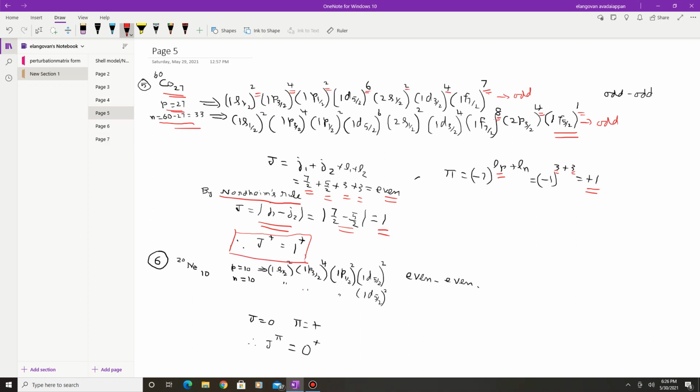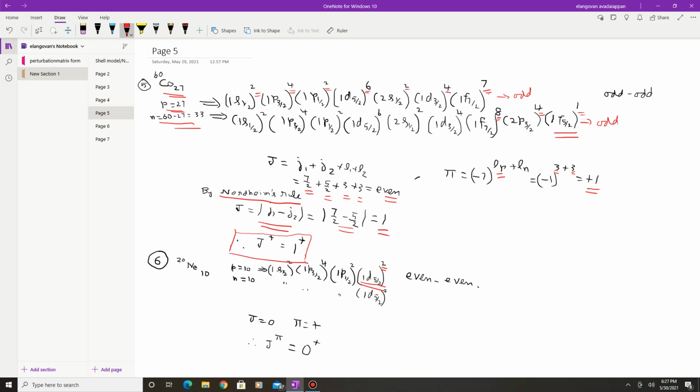Now for the next problem, neon, P is 10, N is 10. So you write down the level sequence: 1s 1/2 2, 1p 3/2 4, 1p 1/2 2, 1d 5/2. So the last level is important. This is an incomplete shell, but it is an even number. If it is 6, it is a complete shell, but here it is an incomplete shell. However, in the outermost orbit you have 2 particles, so it is a paired level. So it's an even number.